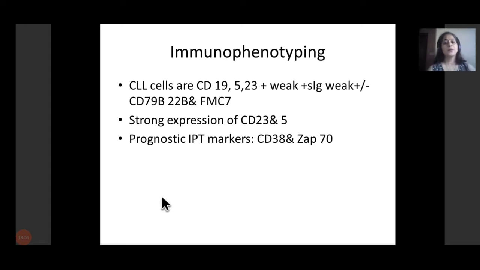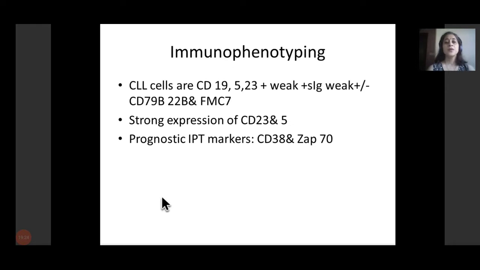Now we come to flow cytometry, which is a very important tool in the hemato-oncology workup of any leukemia or lymphoma in the leukemic phase. So what we do is collect the blood of the CLL patient in EDTA, as we do for the CBC. The same vial can be used for flow cytometry.